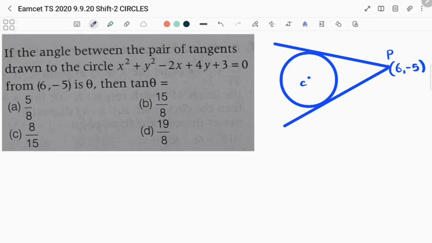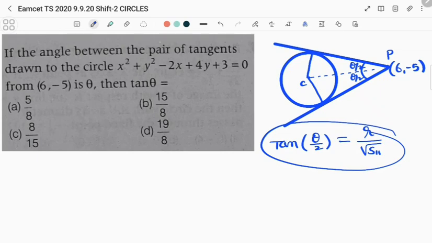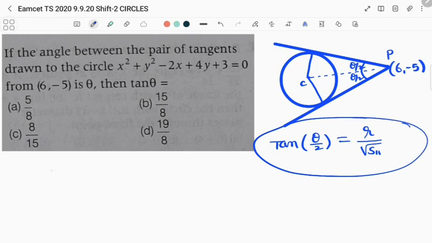Center is not required. So tan theta by 2 equals r by root s11, the formula which we studied in the intermediate classes yesterday. So the r value of the circle we will calculate. r is equal to root over g square plus f square, so 1 plus 4 minus 3. So 5 minus 3 is root 2, it will be.